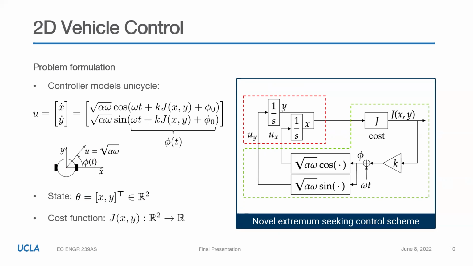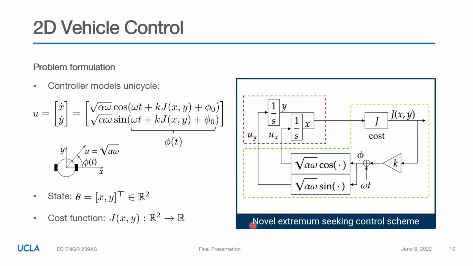The system state theta represents xy vehicle position, and the cost function J consequently is also a function of vehicle position, mapping elements from R2 to R. Assuming J has a stationary extremum, i.e. x star, y star does not move in time, the resulting closed loop system on average satisfies the dynamics stated in outcome 2 from the slide earlier.